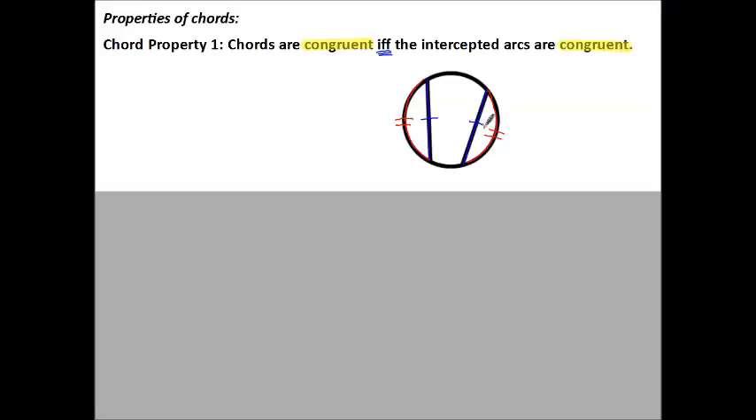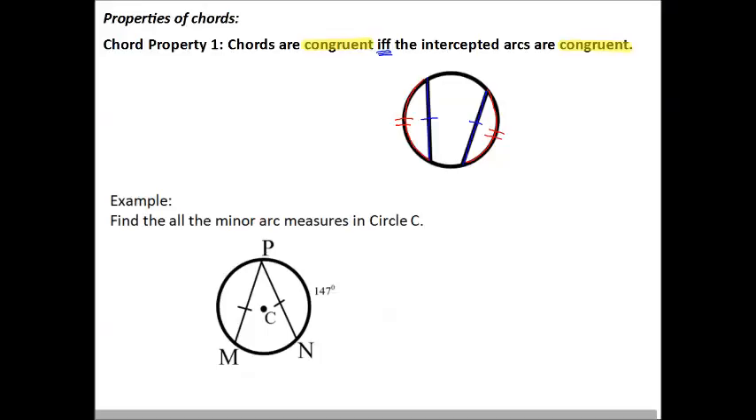And it also goes the other way around. Remember, if and only if is a biconditional statement. So if we know that the arcs are congruent, then the chords must be congruent. And if we know that the chords are congruent, then the arcs also must be congruent. It works both ways. And here's an example.